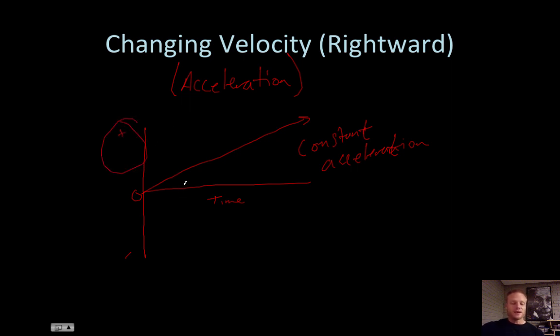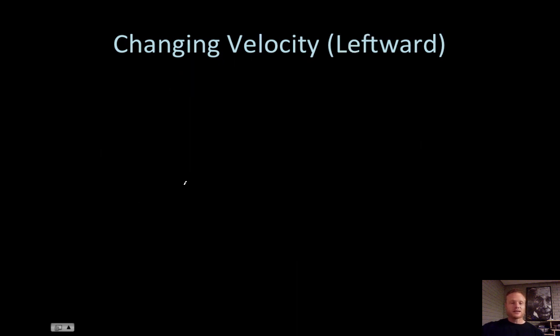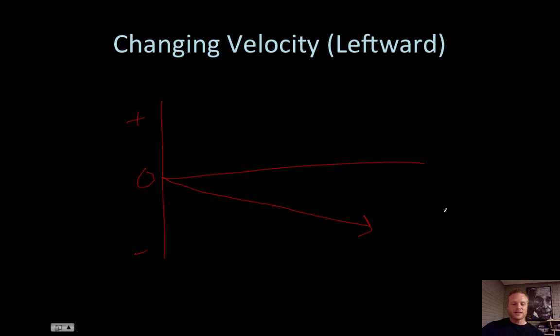Now let's take a look at a changing velocity in the left direction. Here's 0, here's positive, here's negative. And again, I'm going to have it start from rest, so it's going to start at 0 meters per second. And if I try to draw my best straight line, this means that it's speeding up to the left. So it started not moving at all, and then it keeps going faster and faster and faster, moving left.